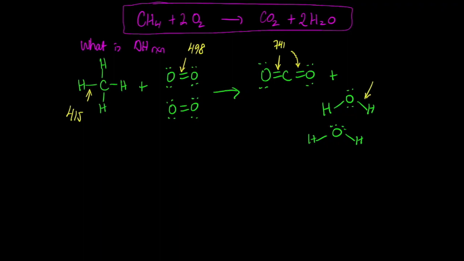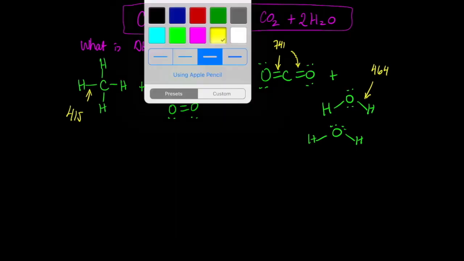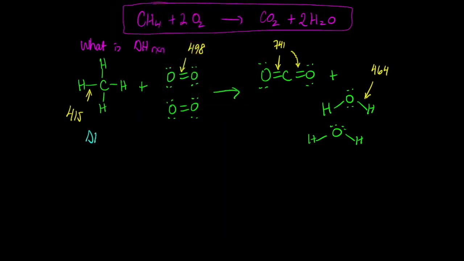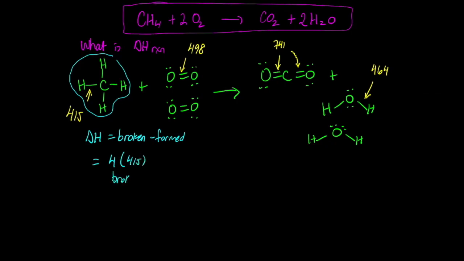And then we have an O-H bond. We have a bunch of those in this molecule. Let me see if I can find that. Okay, 464. And now we use the formula, right? Delta H is equal to the sum of the bonds broken minus formed. So it's going to be, how many of these bonds do we have? I count 4. Okay, so those are broken. How many oxygen double bonds? I see 2.